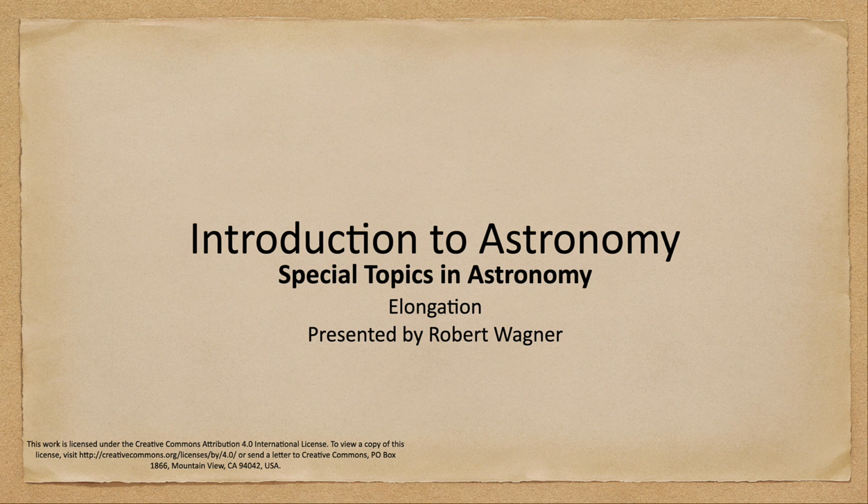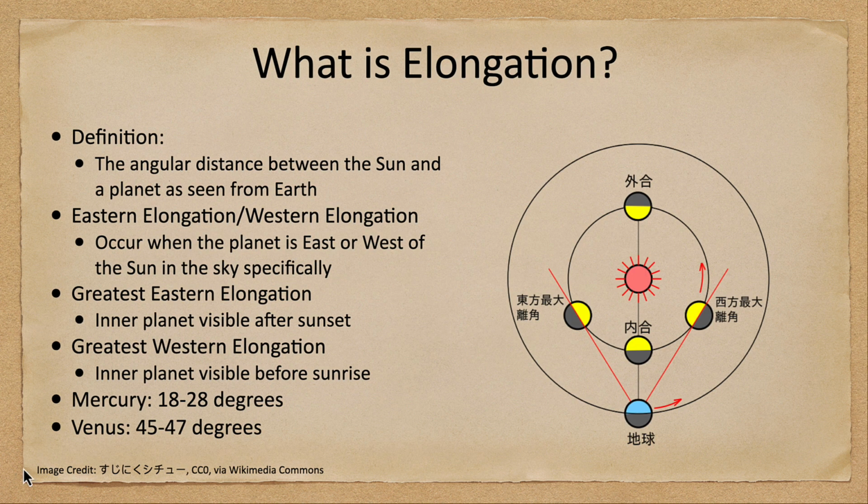In this week's special topic in astronomy, we are going to talk about elongation and what that means in an astronomical sense. So what is elongation? Well, the definition of this would be the angular distance between the sun and a planet as seen from Earth. So we're looking from Earth, looking out into the sky, and we see the sun and we see how far a planet is away from it.